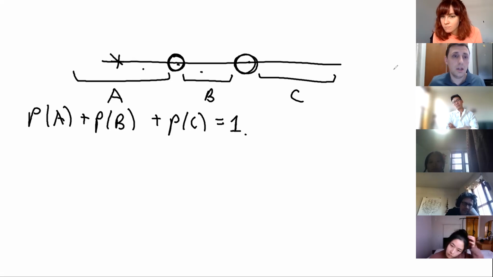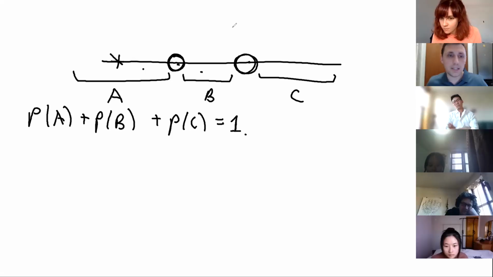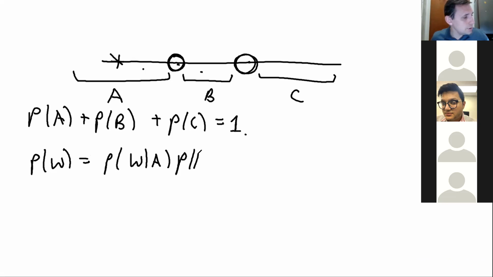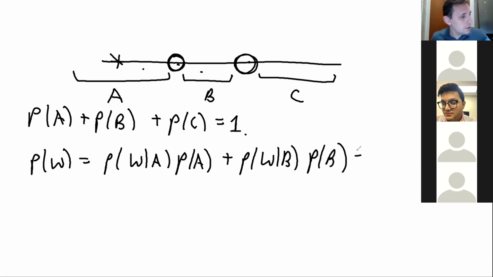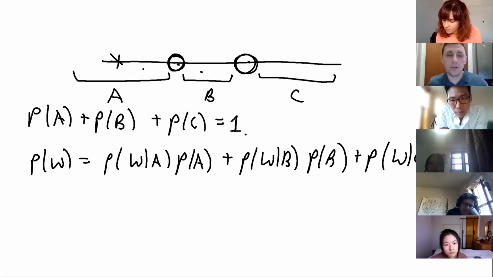Good. Now, what's the probability that I win? Okay, with my strategy. You remember the strategy? I will label it as W. So probability of win is probability of win given A, times probability A, plus probability of win given B, times probability B, plus probability of winning given C, times probability C. Are you with me, guys?